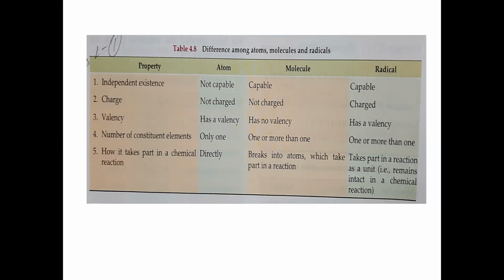Number of constituent elements: atom, only one; molecules, one or more than one; radical, one or more than one. Then the last point, how it takes part in a chemical reaction. Atoms take part directly, molecules break into atoms which take part in a reaction. Radicals take part in a reaction as a unit, that is, they remain intact in a chemical reaction.